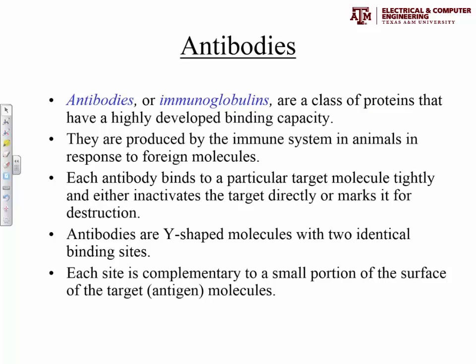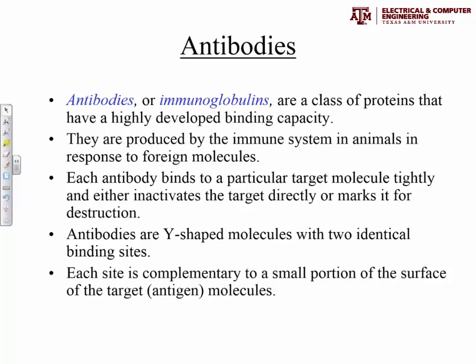Now, an example of proteins that have really strong binding properties are antibodies, or immunoglobulins. These are the molecules that actually give you immunity when you take shots. They are a class of proteins that have a highly developed binding capacity. They are produced by the immune system in animals in response to foreign molecules. Each antibody binds to a particular target molecule tightly and either inactivates the target directly or marks it for destruction. It marks it out as a bad guy.